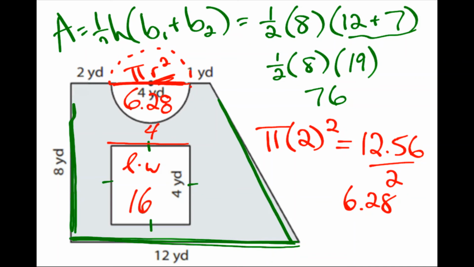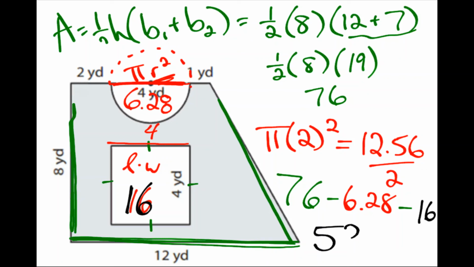My total was 76. I'm going to subtract out the 6.28 and then subtract out, let's change colors, this 16. And that would give me my final area of 53.72. And we're talking about area, so it's yards squared.